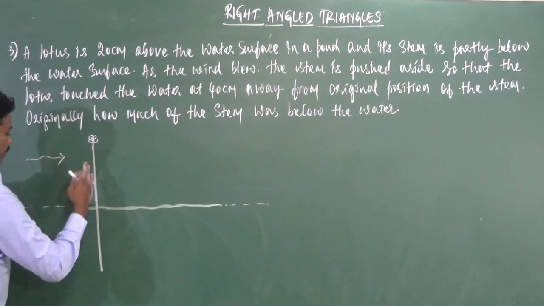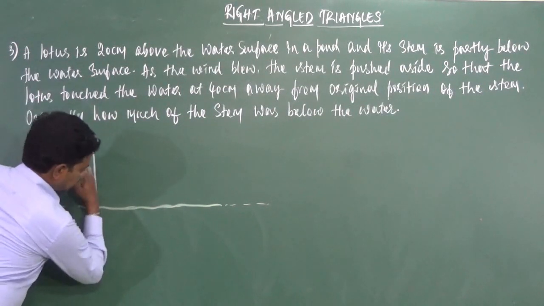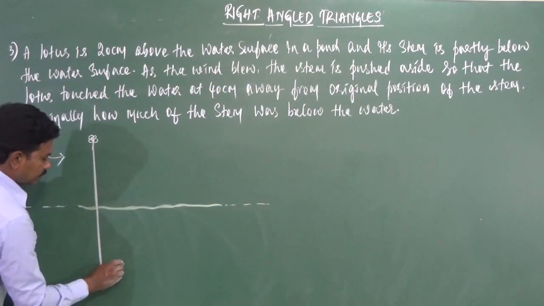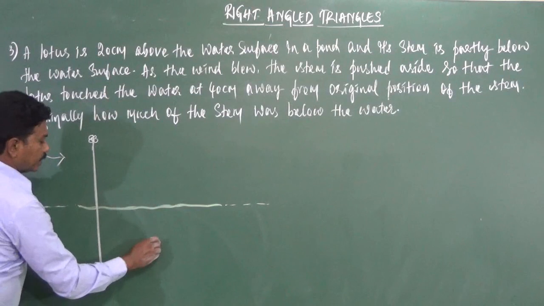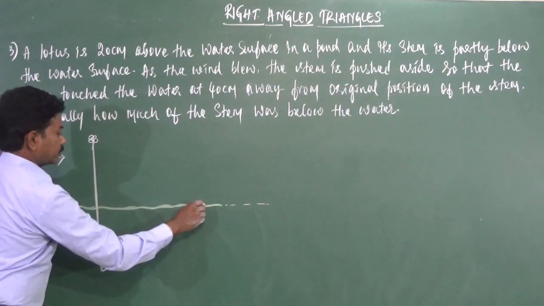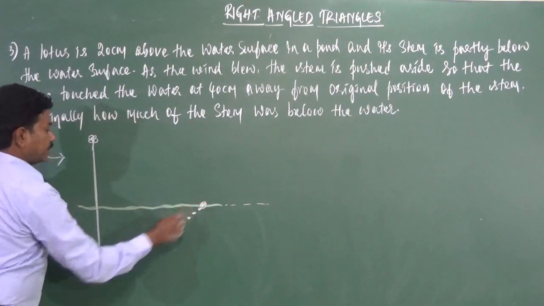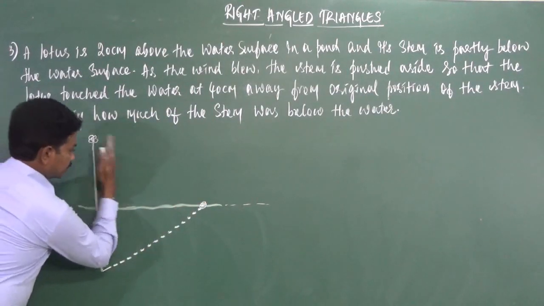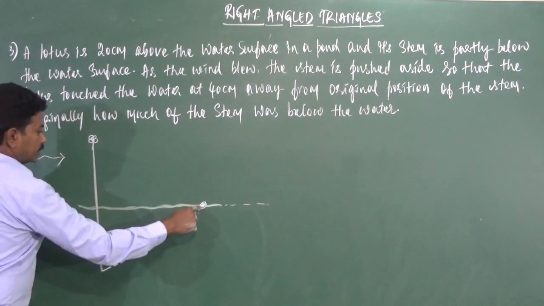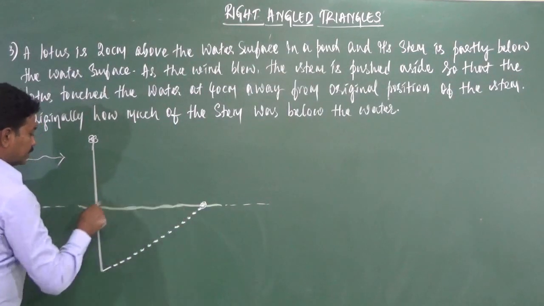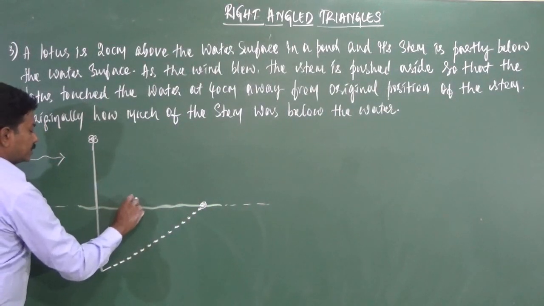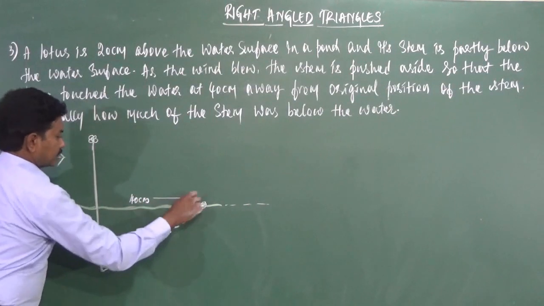As the wind blew, the entire lotus, which is like this, is going to bend, in this way. And the lotus touches the surface of the water here at this point. At this point there is the flower, so it is bending in this direction. So here the lotus touches the surface of the water at 40 centimeters from the original position of the stem. So this length is 40 centimeters.